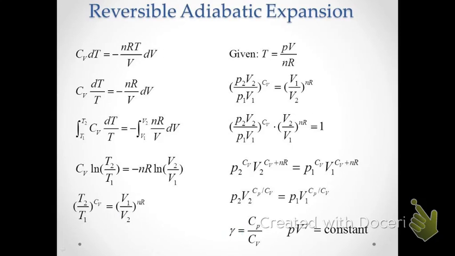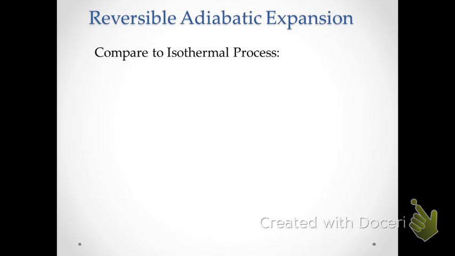Now, as we noted before, P2V2 raised to the gamma being equal to P1V1 raised to the gamma indicates that P times V raised to the gamma is a constant through the adiabatic process. That pressure-volume to the gamma product is the same before and after. So we can compare the results of the adiabatic process to that of an isothermal process. In the adiabatic process, we have PV to the gamma equal to a constant throughout the process. It's called an adiabat if we graph it.